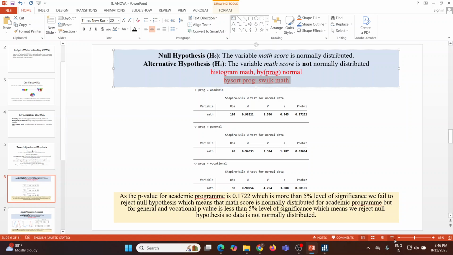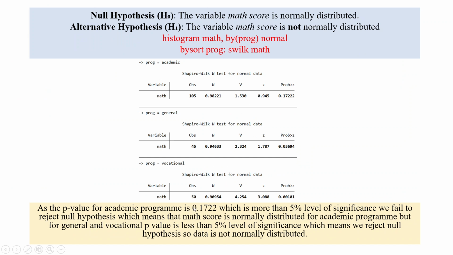Now let's do the interpretation. As the p-value for the academic program is this one, 0.1722, which is more than the 5% level of significance, we fail to reject the null hypothesis, which means that the math score is normally distributed for the academic program. But for general and vocational, the p-value is less than the 5% level of significance, which means we reject the null hypothesis. So the data is not normally distributed. In such a scenario, we cannot run ANOVA, but just for understanding purposes, we will proceed further.